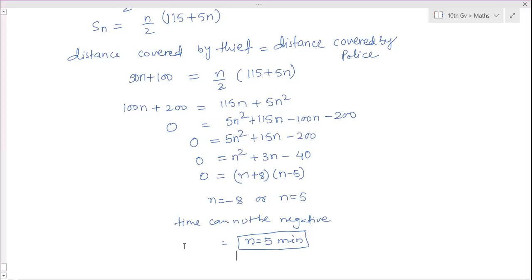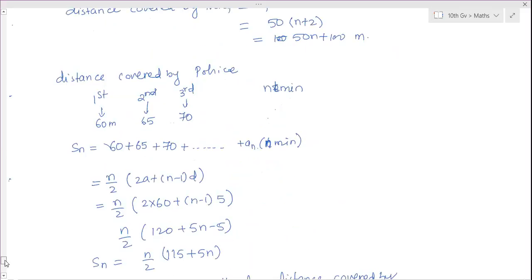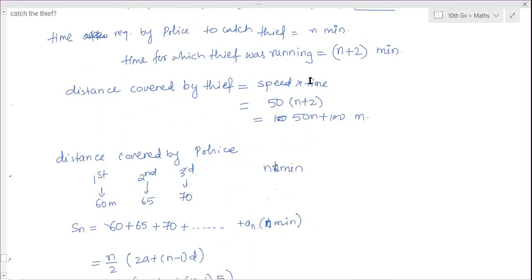Here only this is the part you have to remember, where I also sometimes get confused whether it is n plus 2 or n minus 2. If you understood this part, then everything is easy. The thief has moved 2 minutes earlier, so therefore he took more time. He was running for a longer duration. So therefore it is n plus 2.